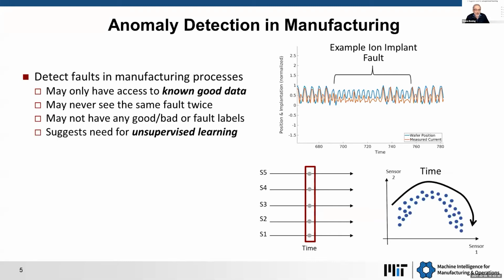Now, in many of the situations here, especially if you're coming into an existing manufacturing process that hopefully is working pretty well, you may actually only have access to known good data. That is to say, you don't have a lot of examples of faults. You may, in fact, even in operation, never see the same fault more than once. And you may not, therefore, have a labeled data set. You don't have good and bad labels. Often you can assume that the past is mostly or entirely known good data. But what that suggests is that at least a good place to start is unsupervised learning. Learn from the known good data.